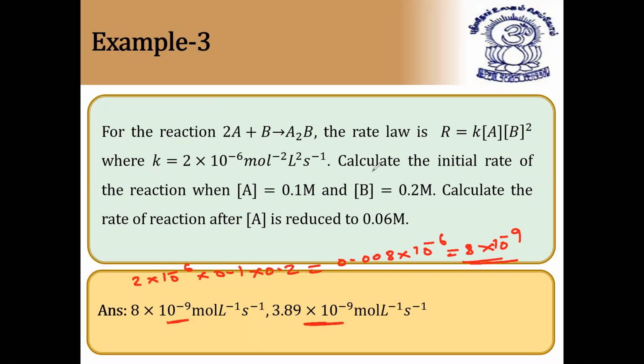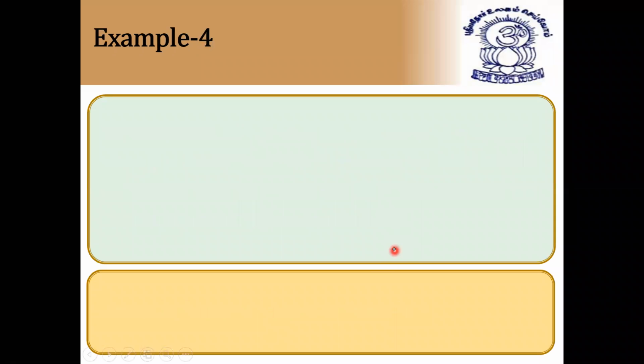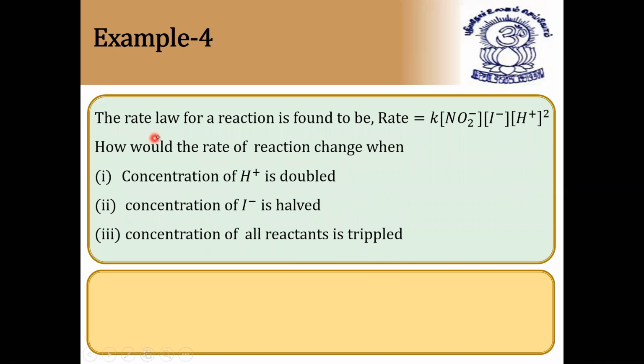So the second one also you'll get like this, 3.89 into 10 to the power of minus 9 moles per liter per second. So in this way you have to calculate. I hope this sum is clear. This model is very, very important for all objective exams. Next question. Very, very important.